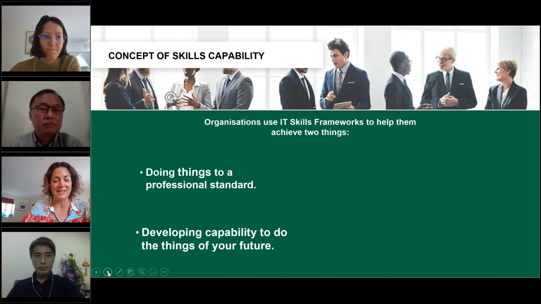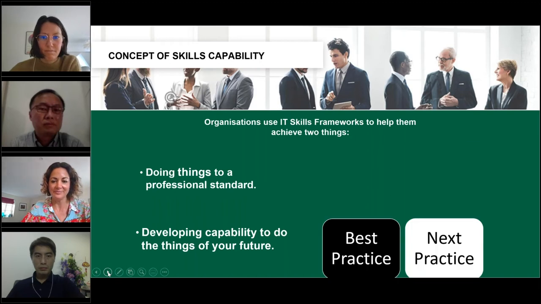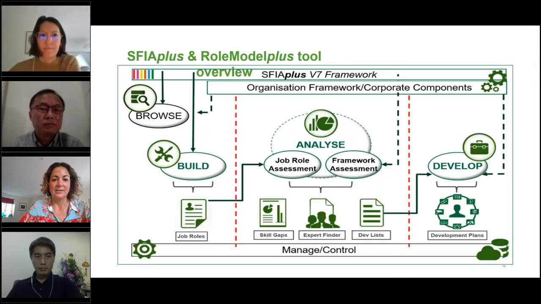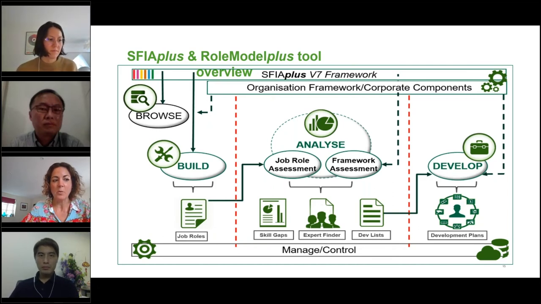If we move on to the next slide, this very complicated diagram is an overview of what our Role Model Plus tool does. Role Model Plus is BCS's own skills mapping platform. It's a product that we've developed based on the Sophia framework, so it always uses the most current version. What it does is help IT leaders or people in charge of learning and development, or even HR teams, to understand what digital competencies exist in the organization currently and what they need.